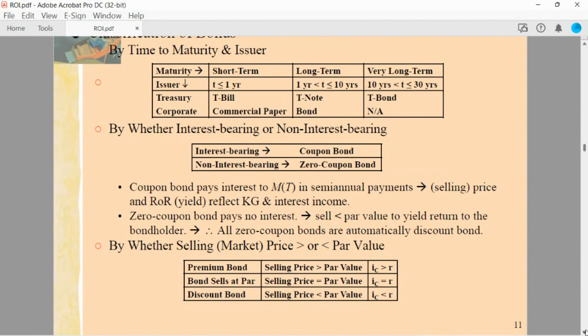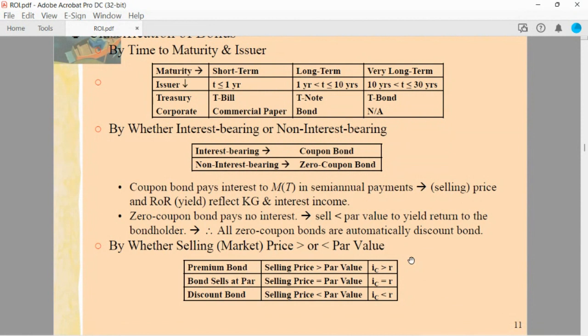The reason they are selling above par value at a premium or at a discount all depends on whether the coupon rate is greater than the discount rate or less than the discount rate. The discount rate being the prevailing market rate. For this, we are out of time, so we're going to continue with this tomorrow.